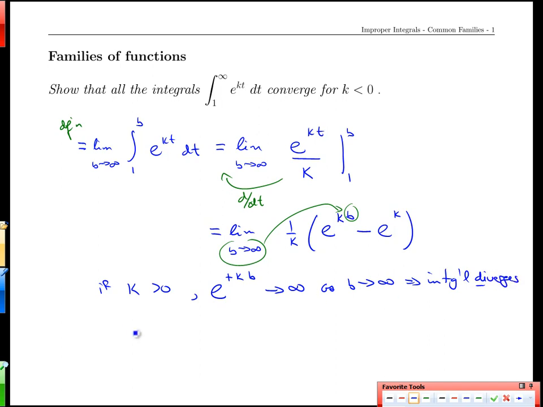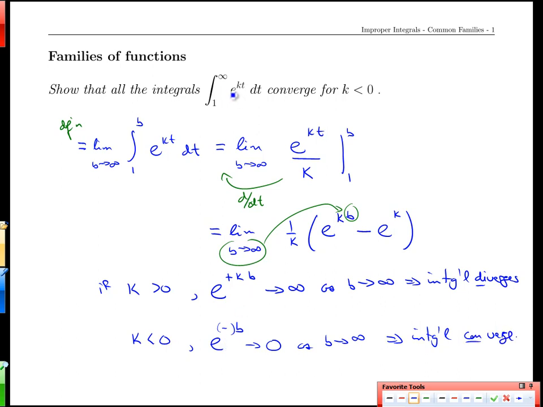Okay, but what if that k value were negative? Then we'd have e to the power b with a negative constant out front. It doesn't really matter so much what the value is because b is pushing off towards infinity. So that is going to go towards e to a large negative number, which goes towards 0. You've got an exponential decay happening as b gets larger and larger. So in this case, the integral will converge.